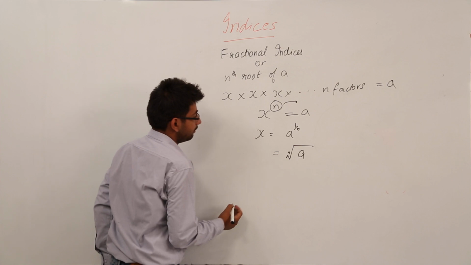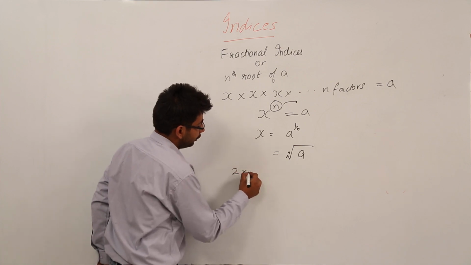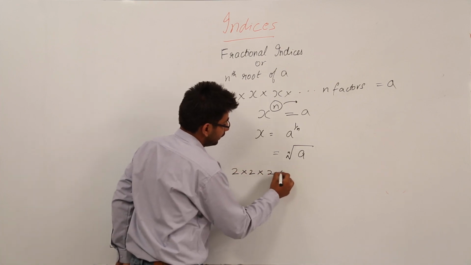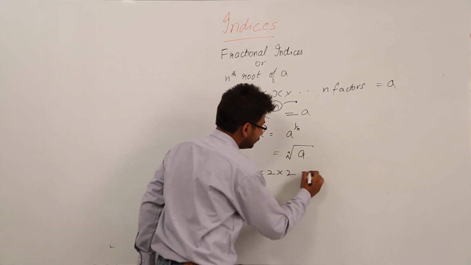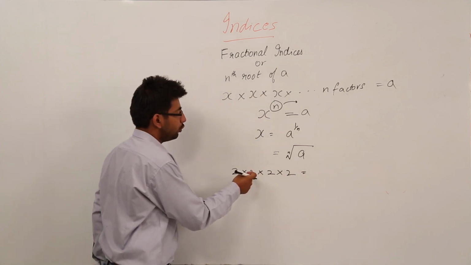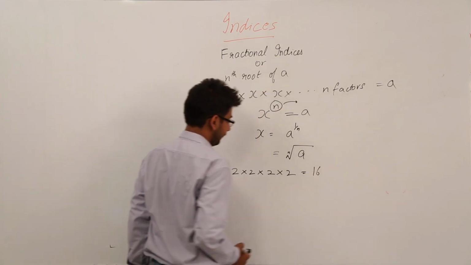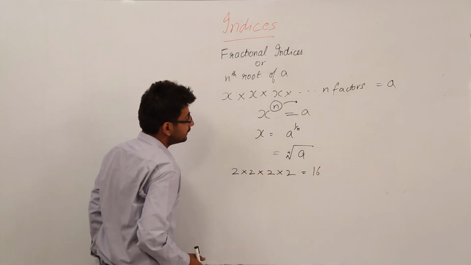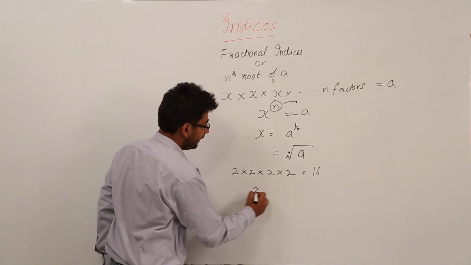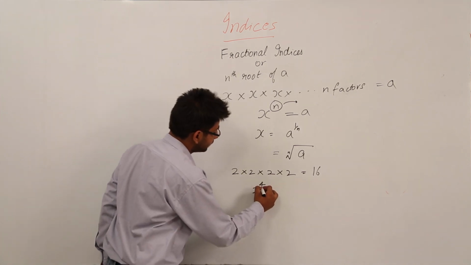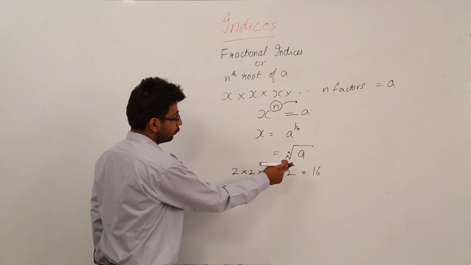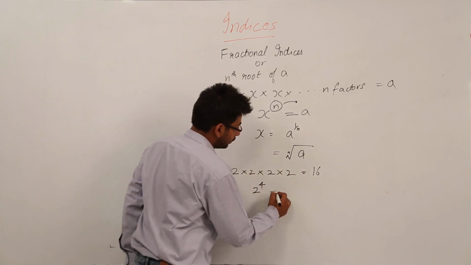Now for example, we have 2 into 2 into 2 into 2 equals 2 into 2 is 4, 4 into 2 is 8, 8 into 2 is 16. This is equal to 16. How can we represent this in the exponent form? It is base 2 with an index 4, because we have 4 times 2. It is equal to 16.